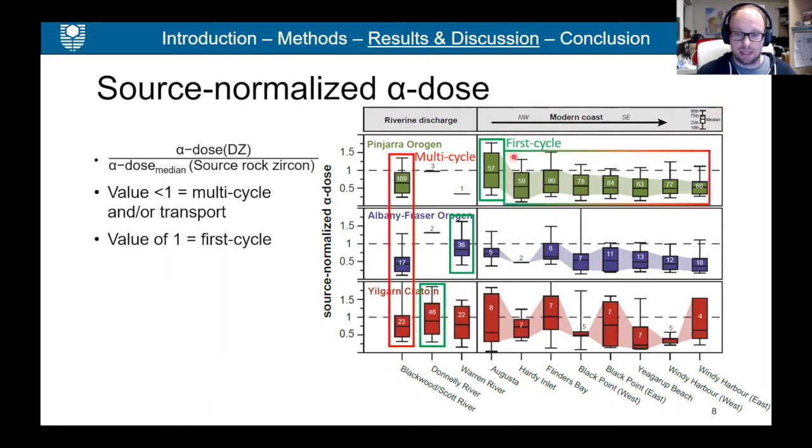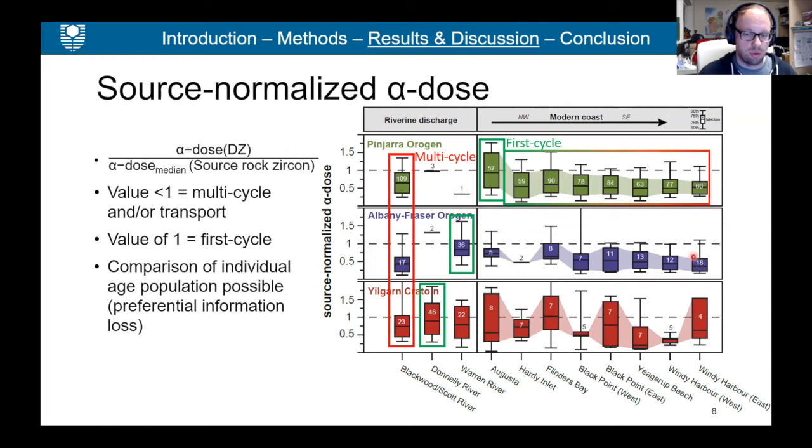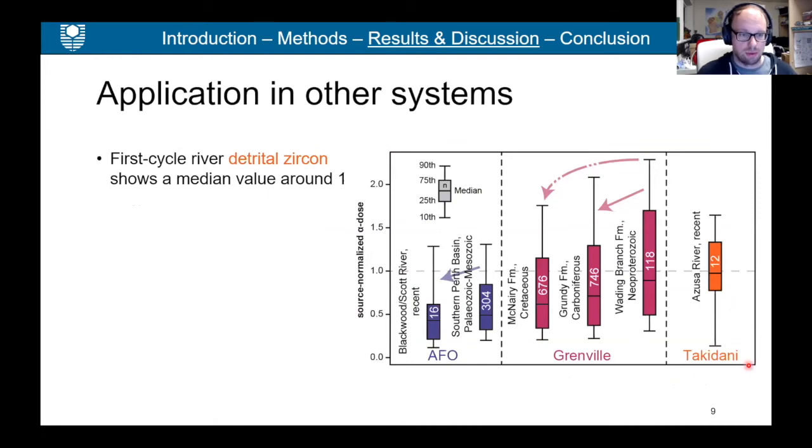But what we then see is that we have this steady decrease from west to east, which we interpret as either the removal of labile grains or the incorporation of multi-cycle sediments along the way, which have spent more time in the sedimentary system. And now we could obviously look into comparing different age populations, discussing things like preferential information loss to improve our interpretation. But we want to have a quick look at other systems.